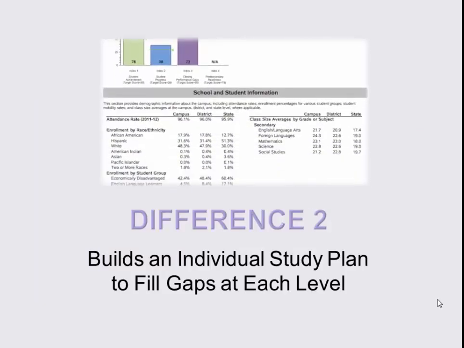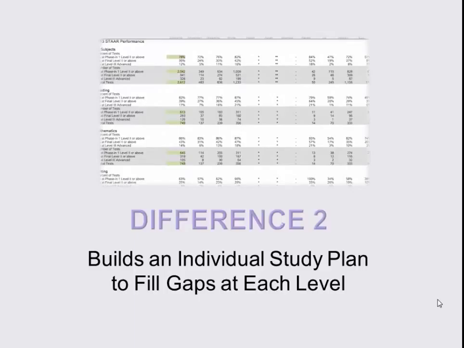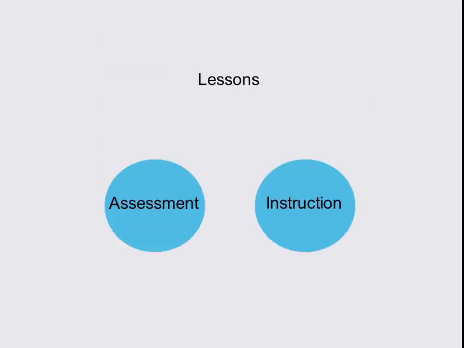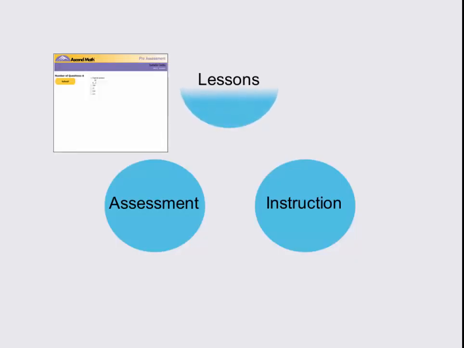Ascend Math builds a truly individual study plan for each student for each grade level at which that student has skill gaps. Here's how it works. When a student first logs into Ascend Math, there are no lessons in his plan. The student takes a short pre-assessment built around like objectives beginning at his functional grade level. His lesson plan fills with the objectives he does not know.